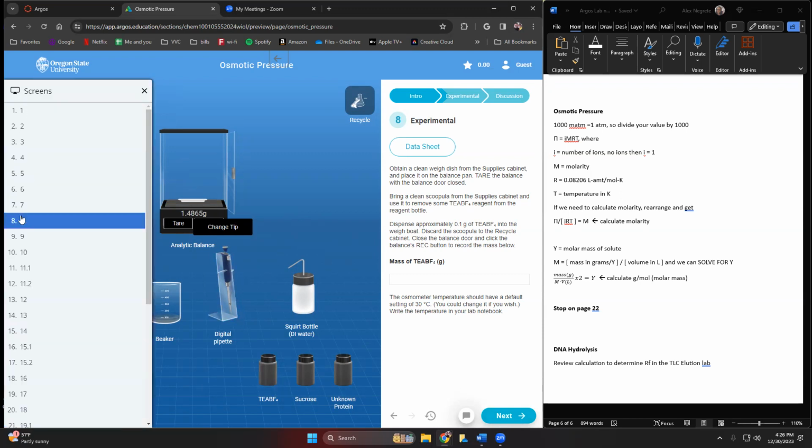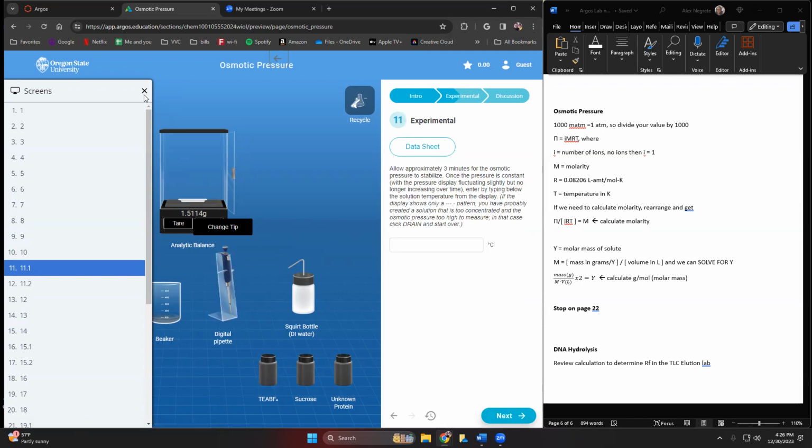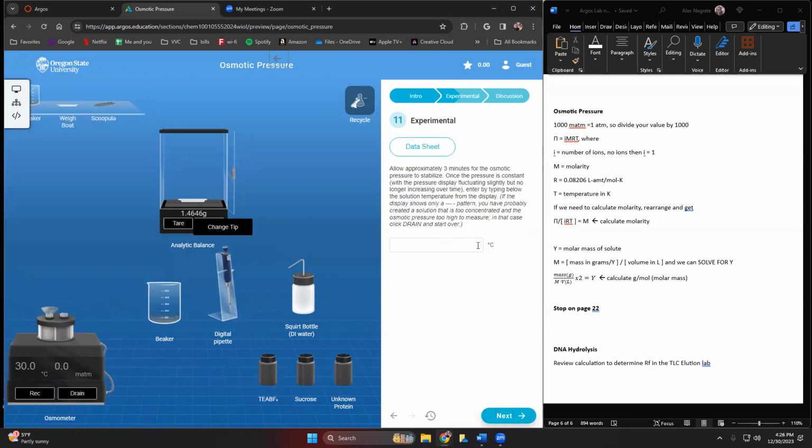Let's get to that page. It's asking you to record initial temperature in degrees Celsius. So whatever you see here. Normally I just use 30. It really hovers around 30. So that's just to make the calculations easier. I just end up putting 30 degrees Celsius in here. And again, just a reminder that these are in milliatmospheres.